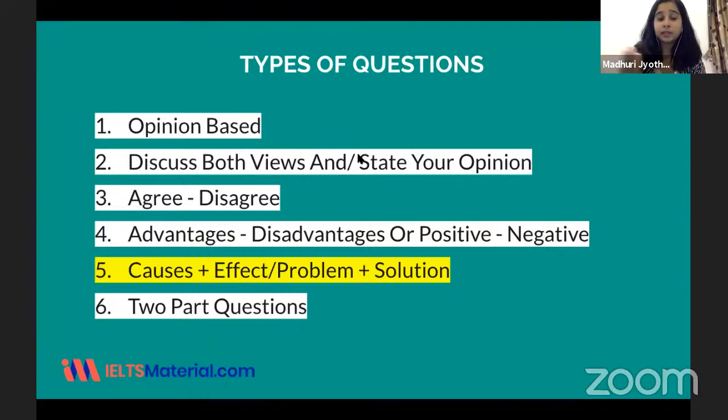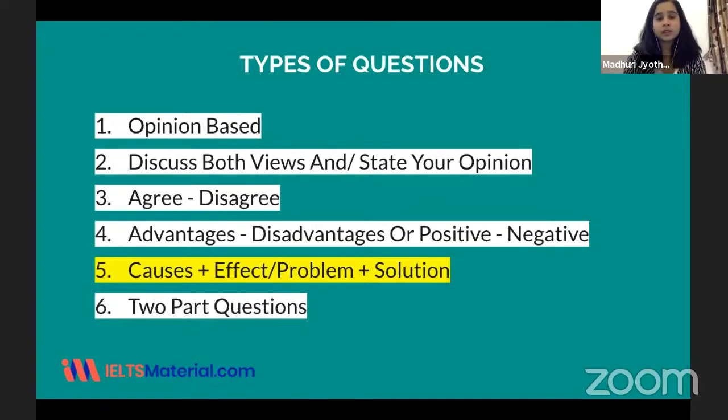Again, in an agree disagree essay, you will have to take one side, so agree or disagree. Okay, then advantage disadvantage or positive negative, which means you have to mention the advantages as well as the disadvantages. Merits, demerits, positives, negatives all mean the same. Another type of essay is the causes or problem solution essay. We typically call it a problem solution essay because the statement will be a problem and you have to mention a solution to that. Okay, so you will have to state the problem as well as a solution to it.